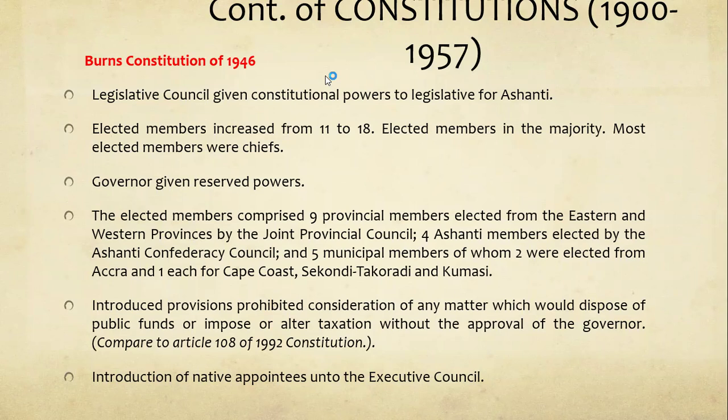And the Burns Constitution was contained in an instrument officially entitled the Gold Coast Colony and Ashanti (Legislative Council) Order in Council, dated 19 February 1946. What were the main features or characteristics of the Constitution?